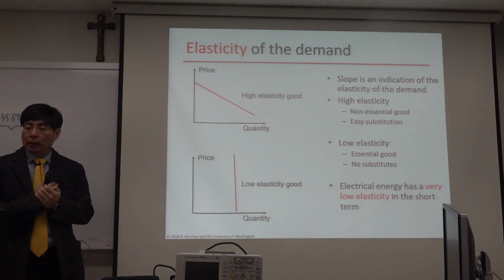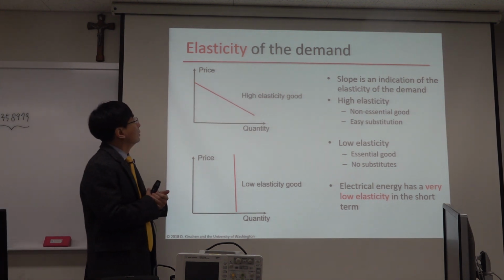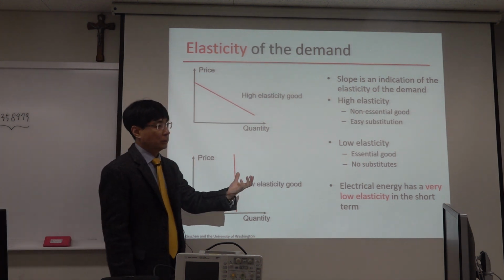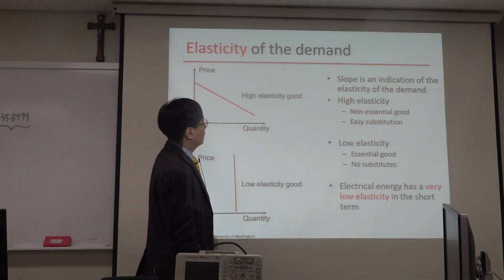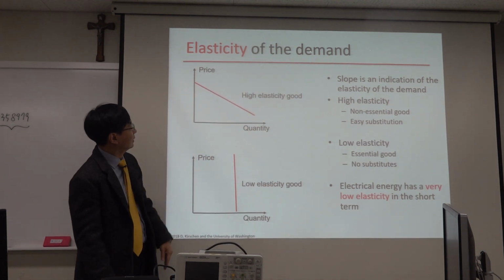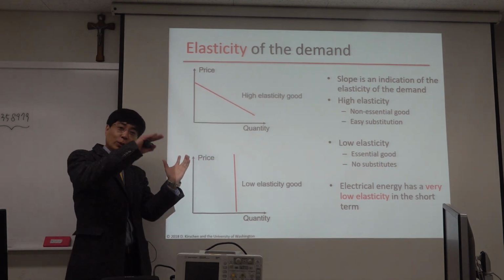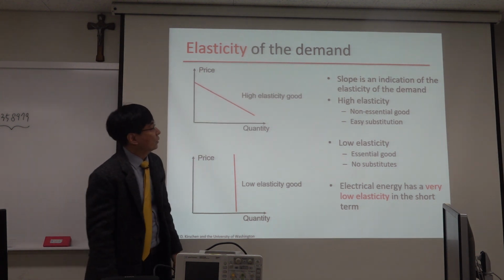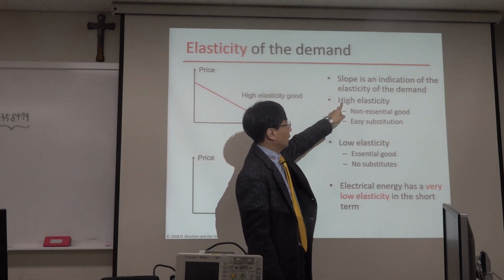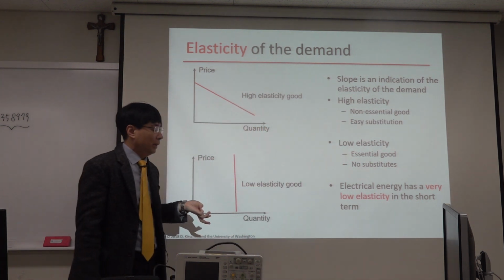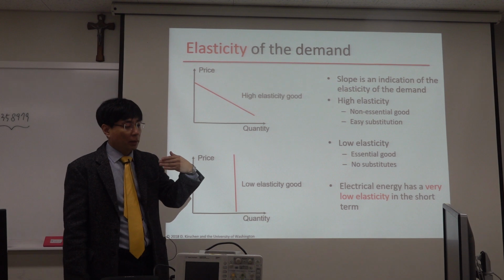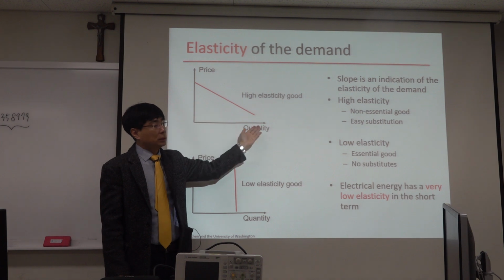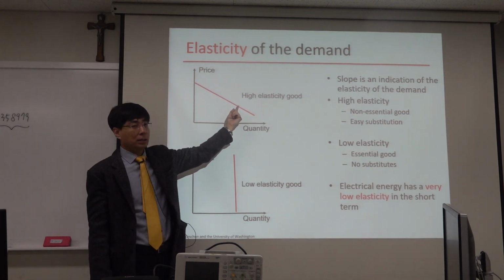And let's think about elasticity of the demand. So elasticity means that when the price changes, how much the demand changes. Okay, so the slope, by the way, rotate your head 90 degrees again. So this is the slope. The slope is an indication of elasticity of the demand, and high elasticity means when the price changes, the demand also changes a lot. So with a small variation of the price, demand changes a lot. This is the case of high elasticity.